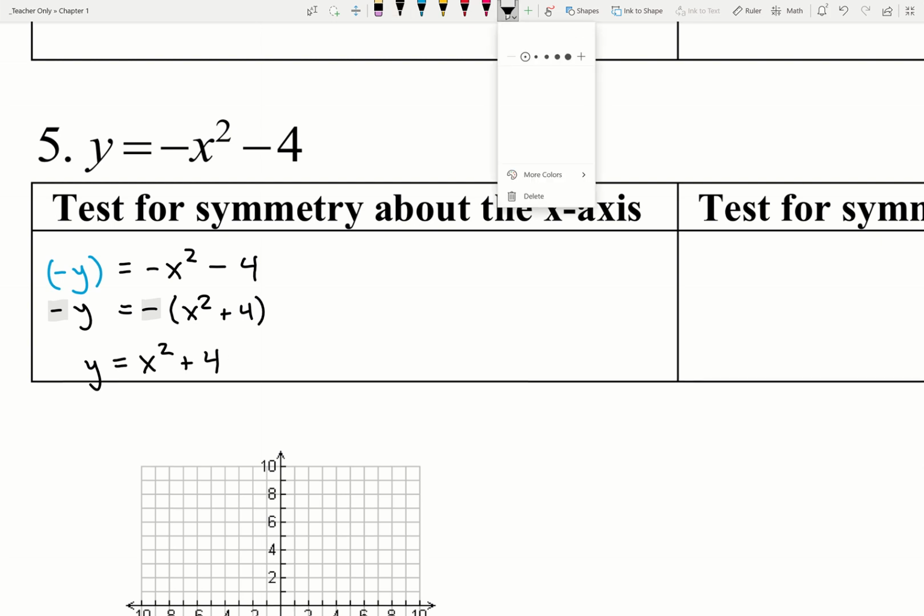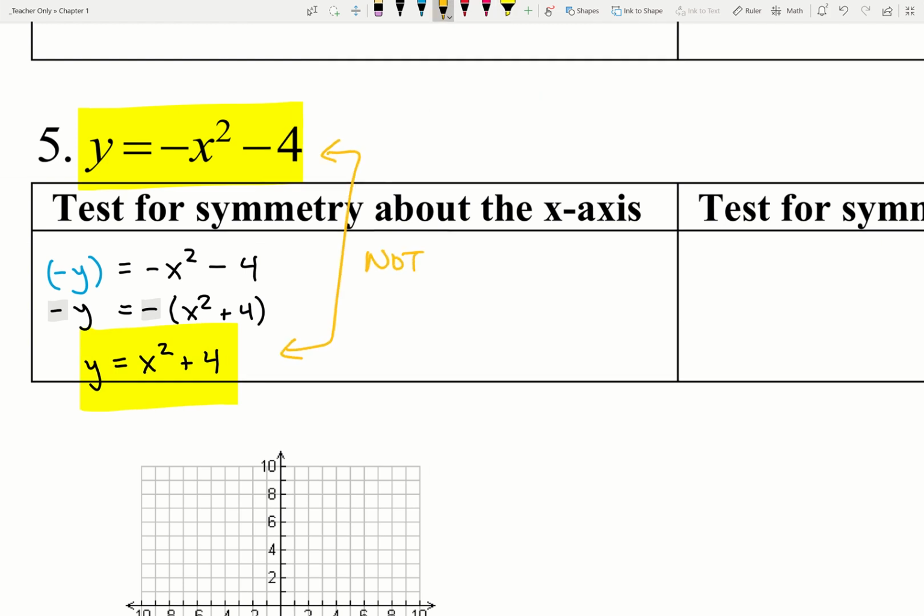And that is not at all the same thing as what I started with initially. So I would conclude here that I do not have this type of symmetry in this example. Okay, so these are not the same. So this is going to be a no.